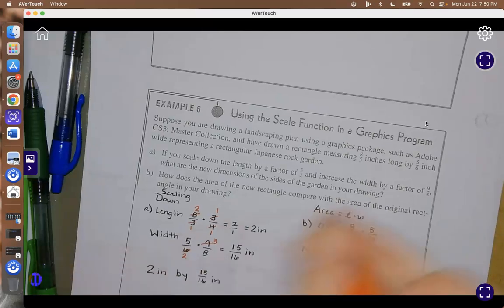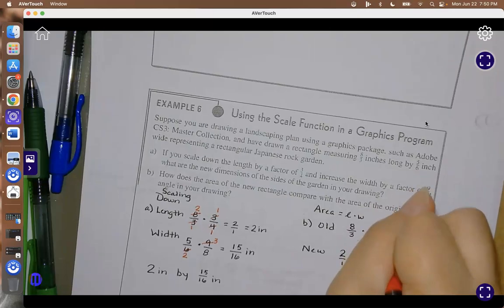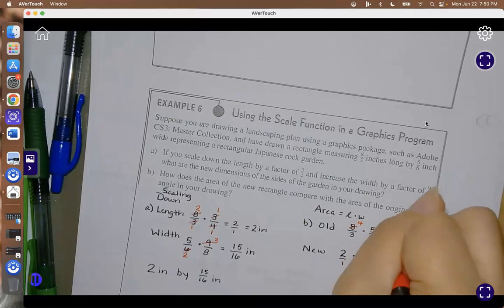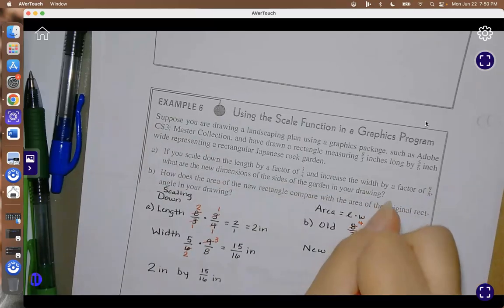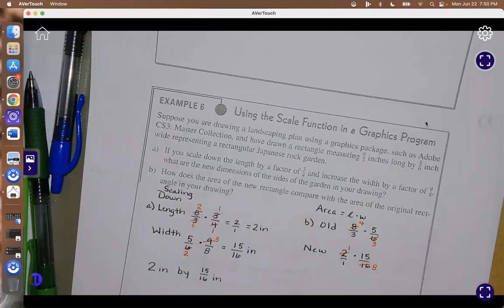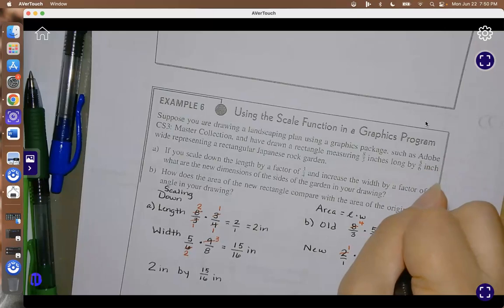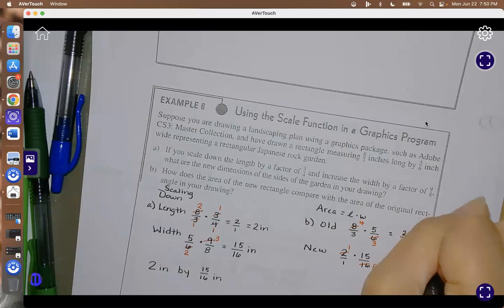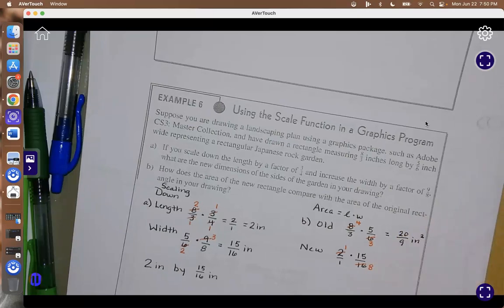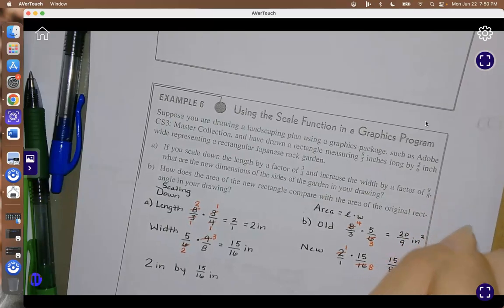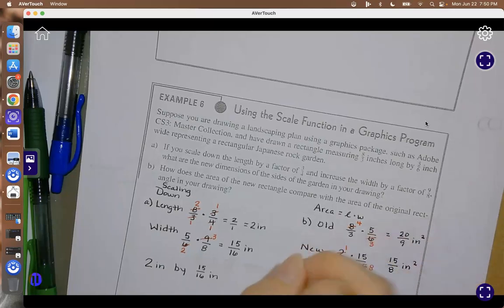Okay, so now we look to see if we can cross cancel anything. These are reducible by 2, so that's a 4 and that's a 3. This is reducible by 1 and that's an 8. So this one is 20/9, and for area it's square inches. Then you do 15/8 square inches.